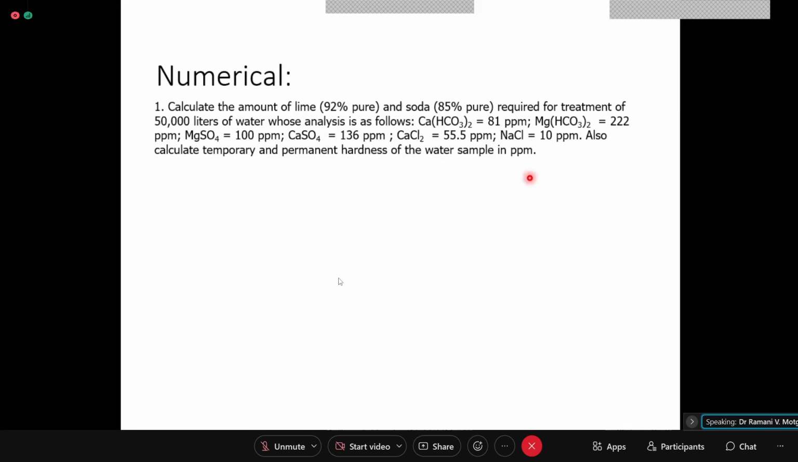Are you writing? Yes, ma'am. Yes, ma'am. Please write this numerical, at least one or two numericals should be practiced.